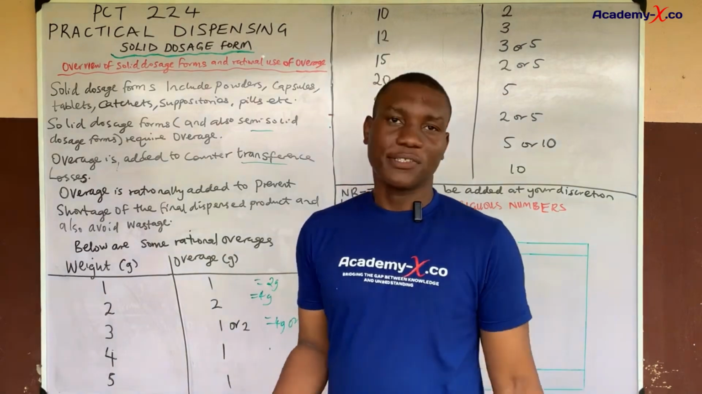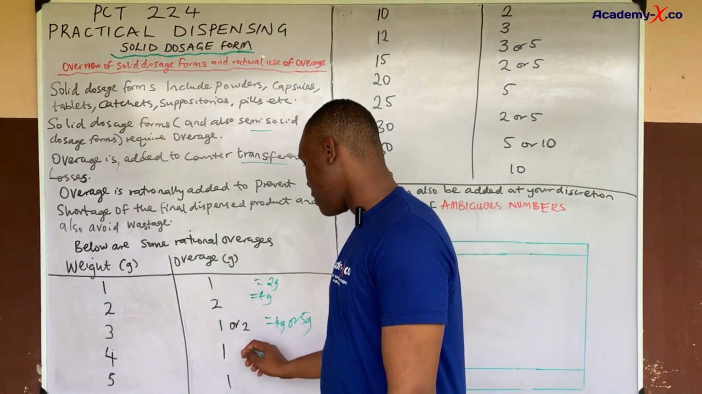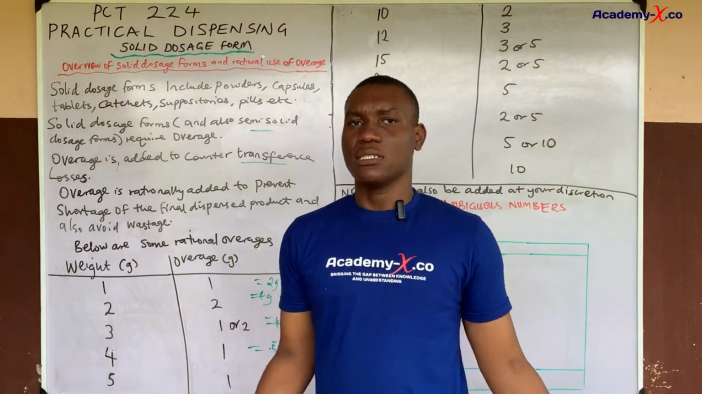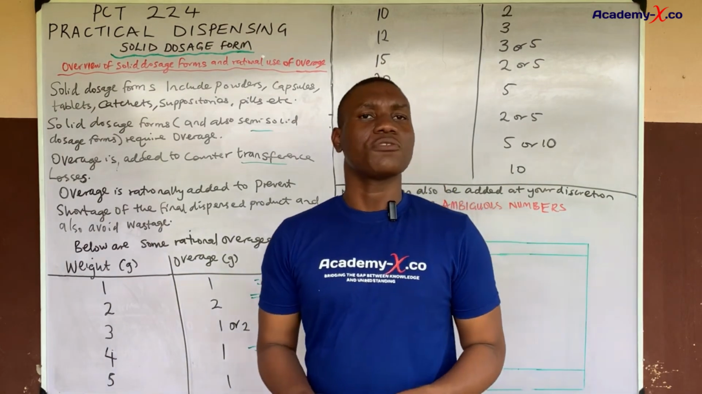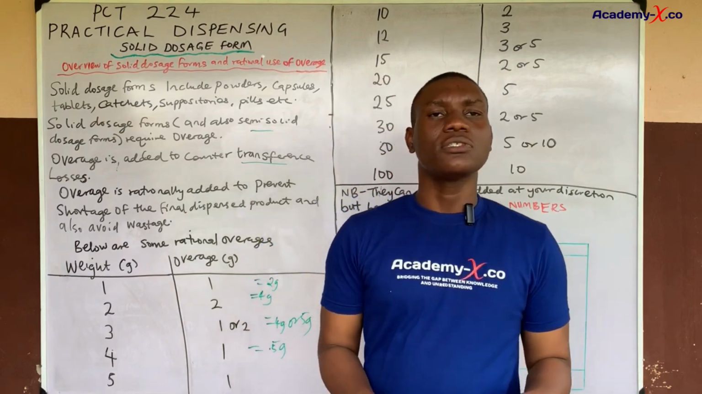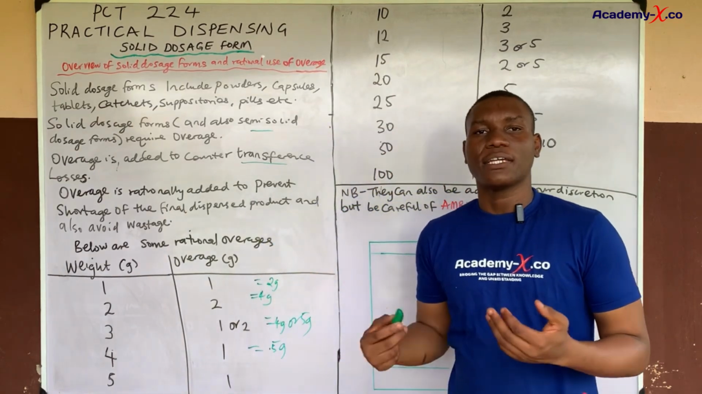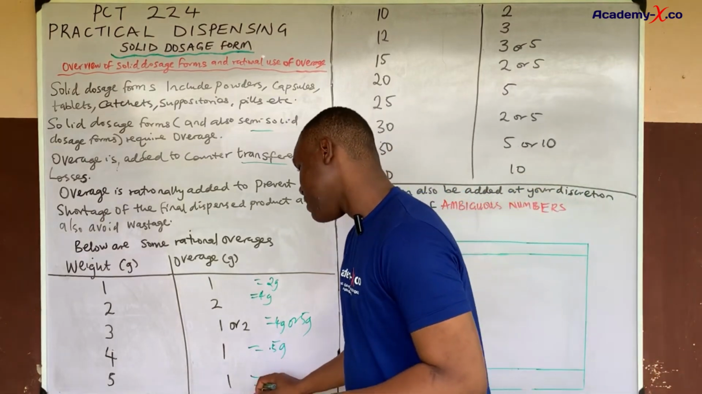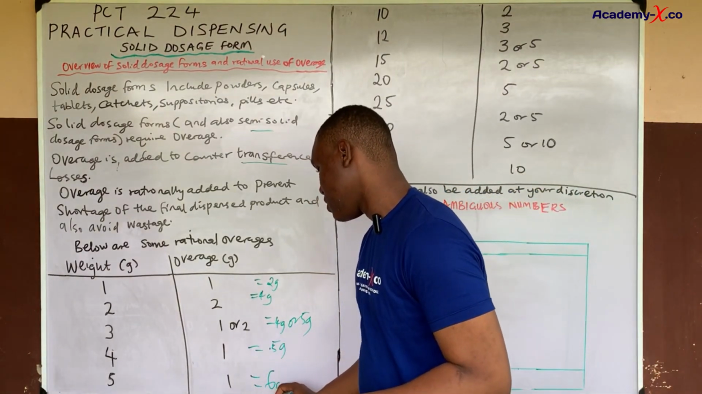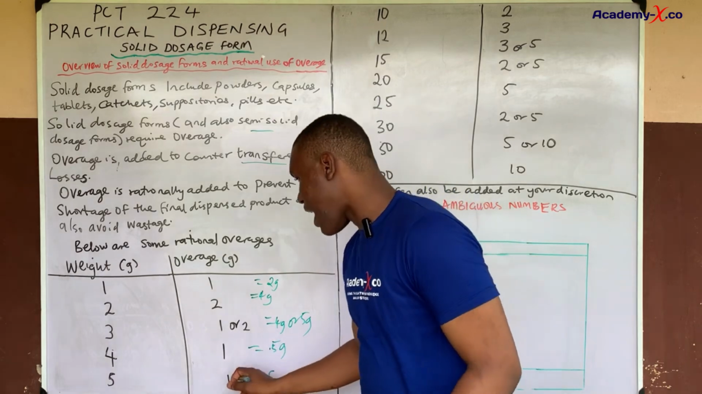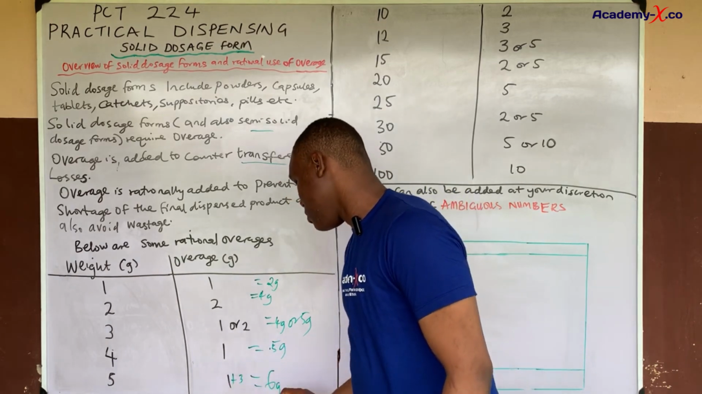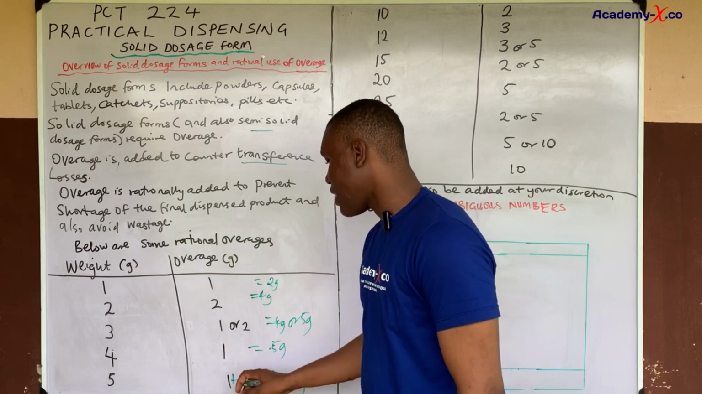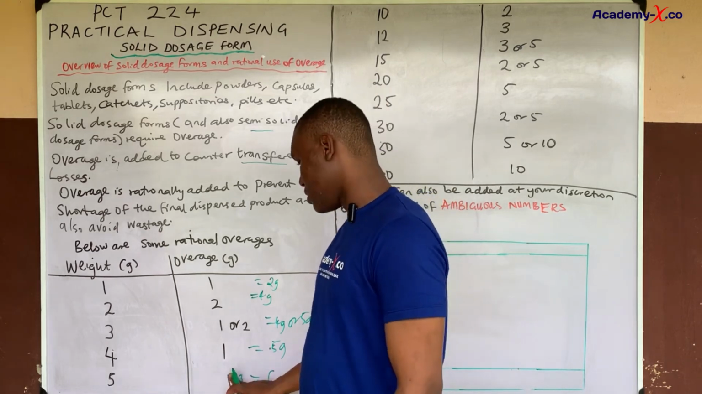For 4 gram, you can just add 1 to give us a 5 gram. You can even add 2 if possible to give you 6 gram. It's at your own discretion. But at the end of the day, you shouldn't get values that have recurring decimals. So for 5 gram, you can add maybe 1 to give you 6 gram. Or you can even add 3 to give us what? 8 gram.